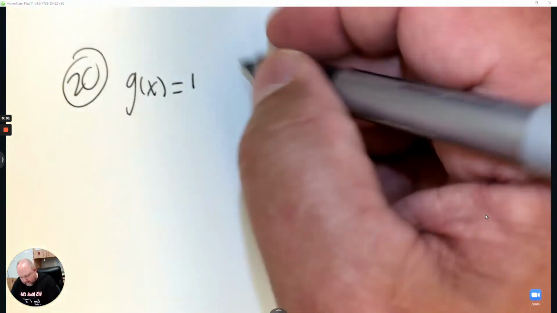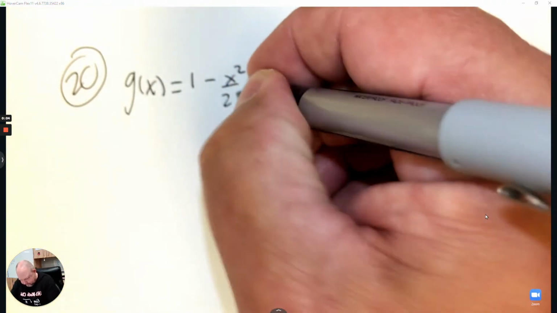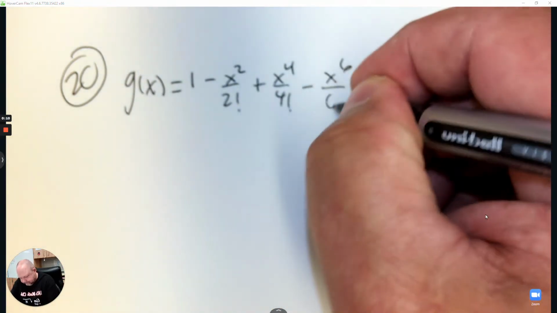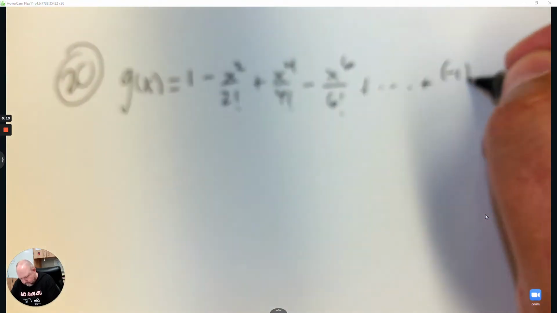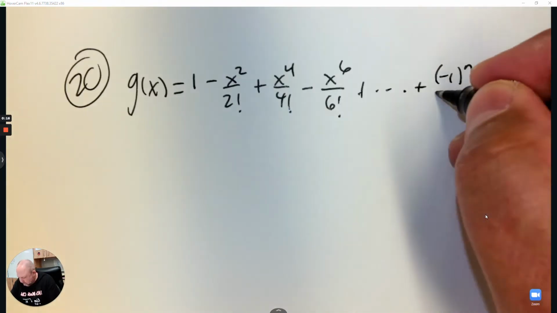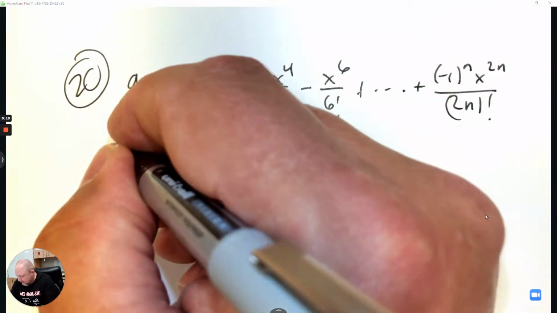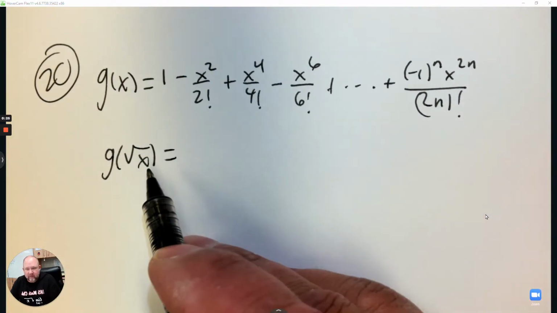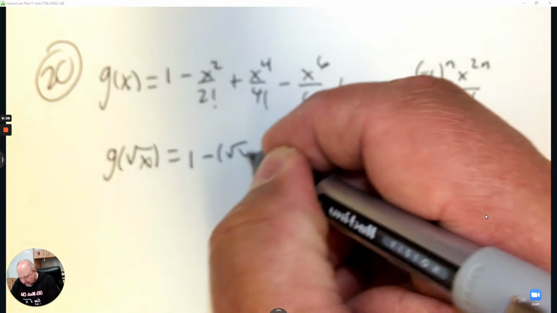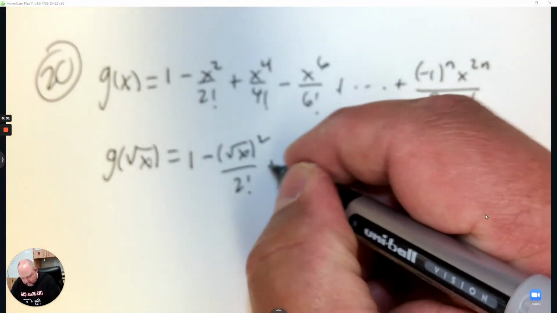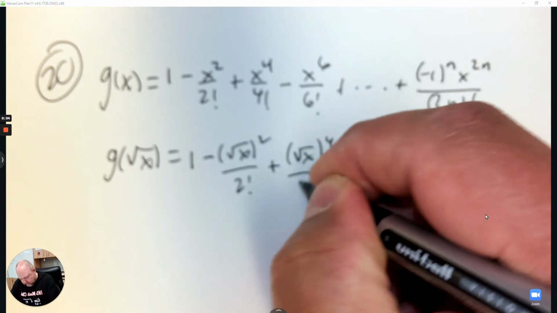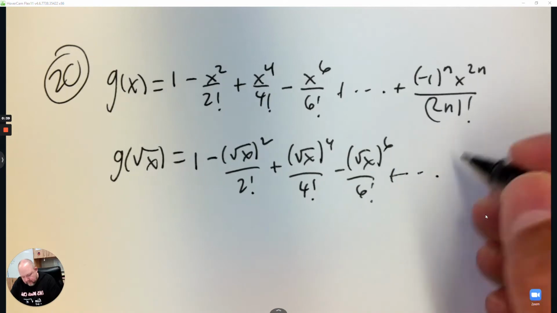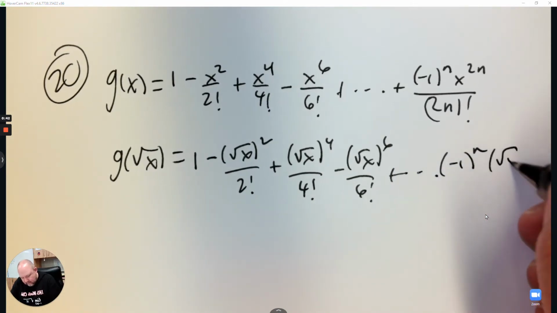All right, we're at number 20. I'm going to write down what's given in number 20, and then I'm going to answer. So the first one is, take what was given, and then what's g at the square root of x? Just a plug-in question. So plug in root x for x. And so what we did is, instead of x, it's the square root of x.